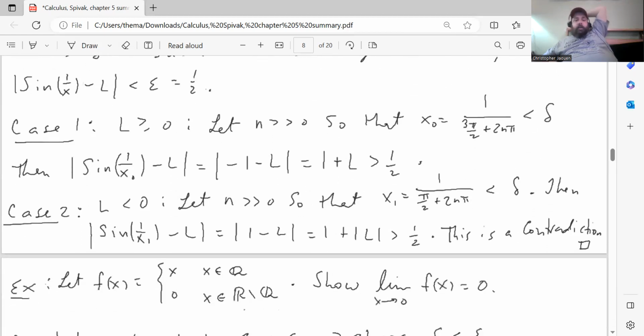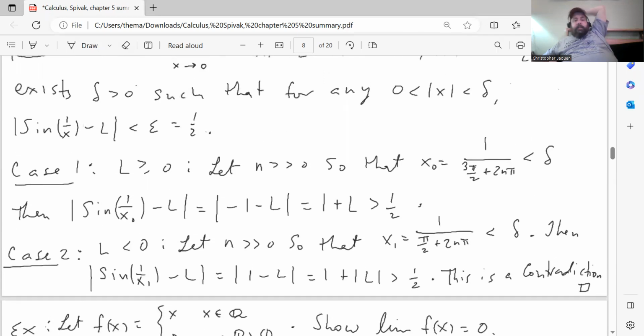So let's say I broke this into two cases. Assume L is positive or 0. All right, then we can choose n large enough. So that's what this notation means. N is very large, a large positive number. So choose n large enough so that the value x0 equals 1 over 3 pi over 2 plus 2n pi is less than delta. Okay, then if you take sine of that value, the absolute value of sine of 1 over x0 minus L, if you plug it in and simplify, sine of 1 over x0 will always give you -1.